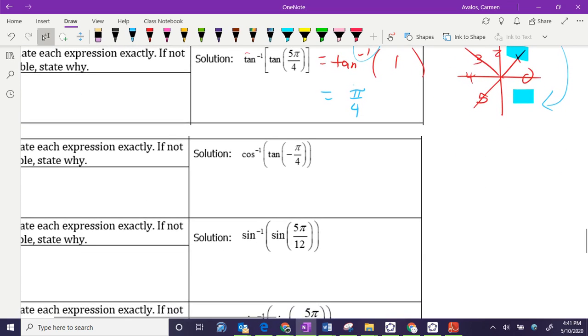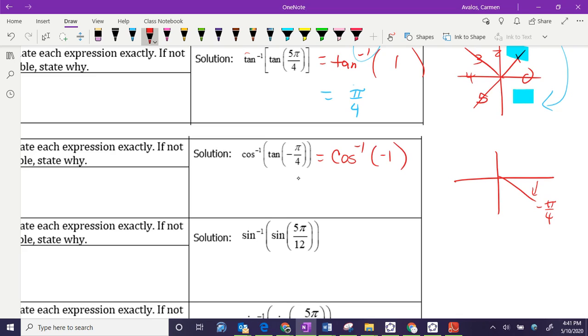Okay, let's try this one here. Now, this one here is tangent of negative pi over 4. So we know that this one here is restricted to this angle. The tangent is not even restricted, it's just negative pi over 4, and it's not restricted because it doesn't have the inverse. So tangent could be anywhere in that unit circle. The one that is restricted is the cosine inverse. So we need to evaluate the tangent of negative pi over 4. That is going to be -1, because tangent in the fourth quadrant is negative, so it's -1.